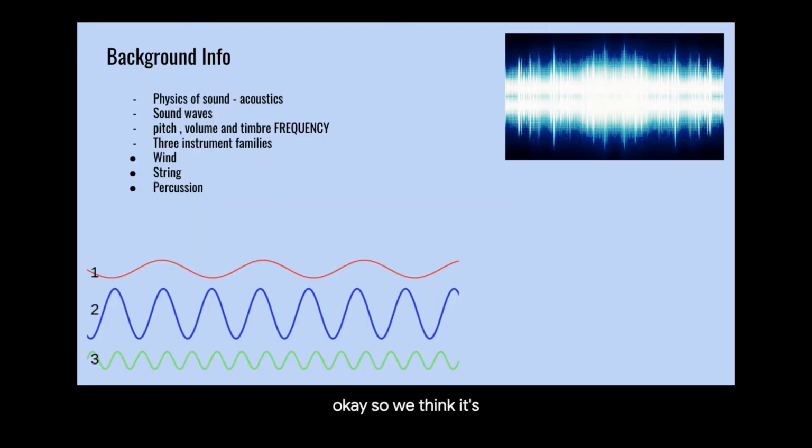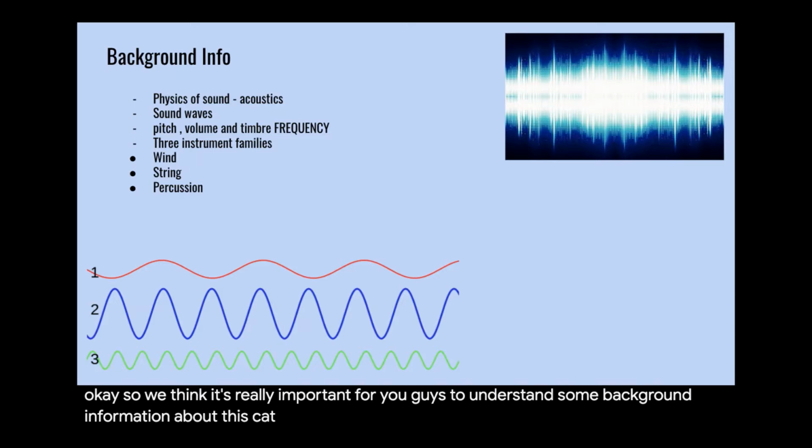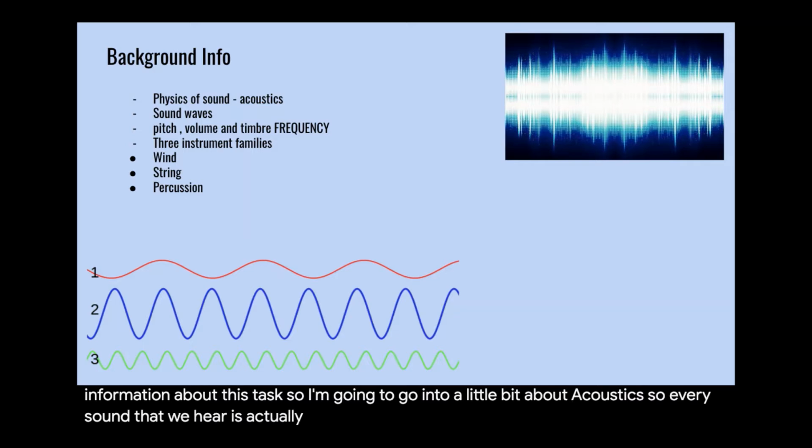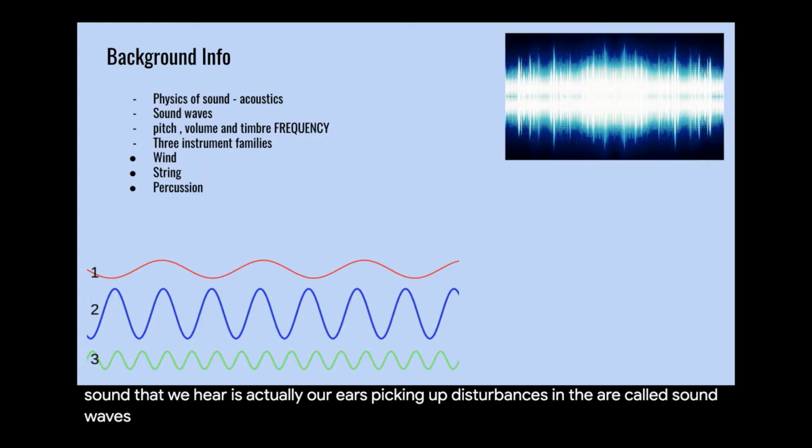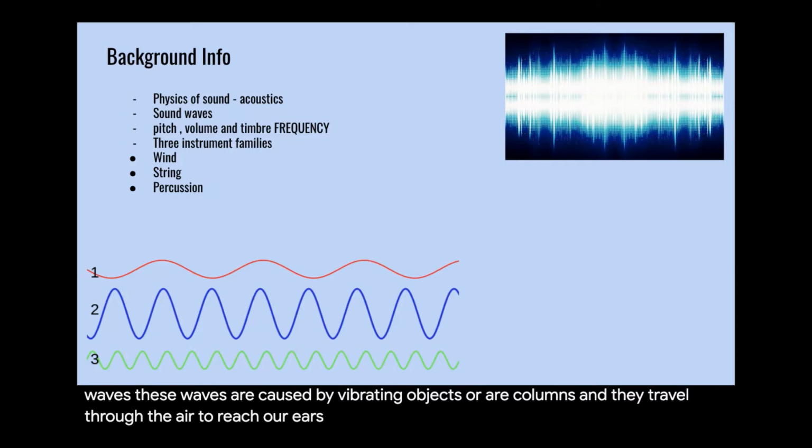I think it's really important for you to understand some background information about this task, so I'm going to go into a little bit about acoustics. Every sound that we hear is actually our ears picking up disturbances in the air called sound waves. These waves are caused by vibrating objects or air columns, and they travel through the air to reach our ears, where we perceive them as sounds.